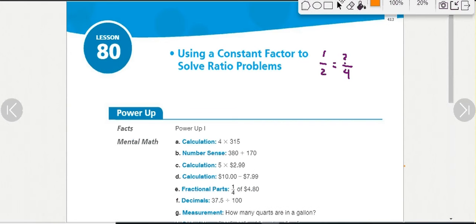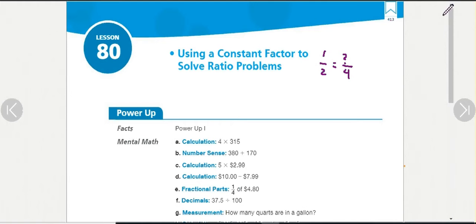Lesson 80 is called Using a Constant Factor to Solve Ratio Problems. Allow me to begin with some review.